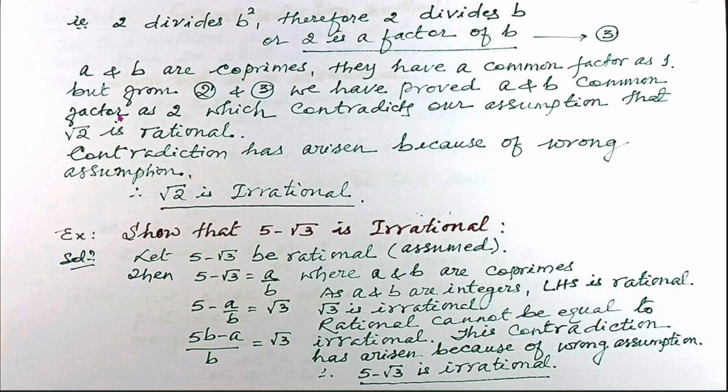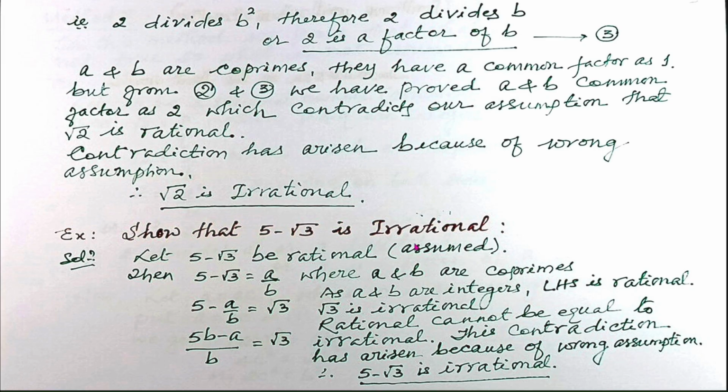We have proved that a and b have a common factor of 2, which contradicts our assumption that root 2 is rational. So this is a contradiction, and this contradiction has arisen because of our wrong assumption. That means what we assumed was wrong. We assumed root 2 is rational, therefore root 2 is irrational. This is the contradiction method of proving that an irrational number is irrational.